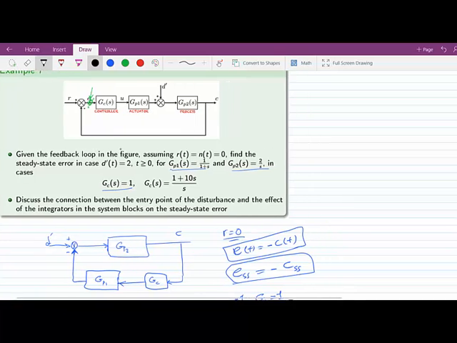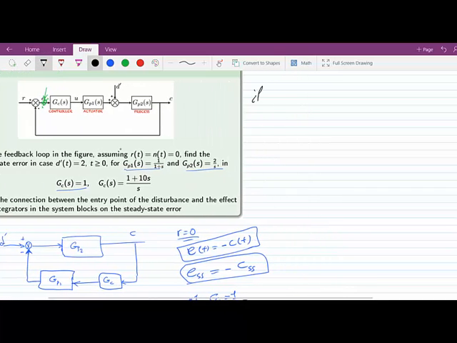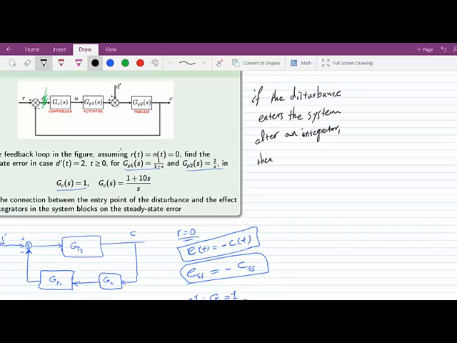So we can conclude that if the disturbance enters the system after an integrator, then the steady state error for the step input, here the input is the disturbance, will be equal to 0.